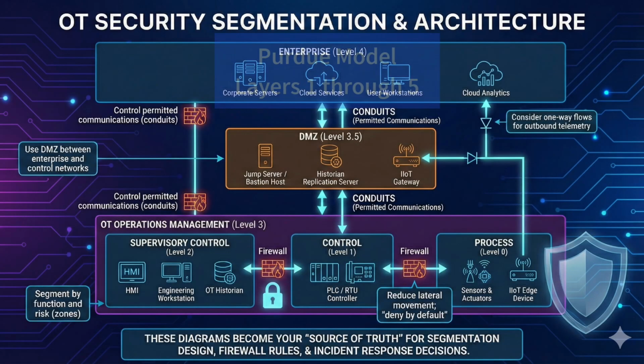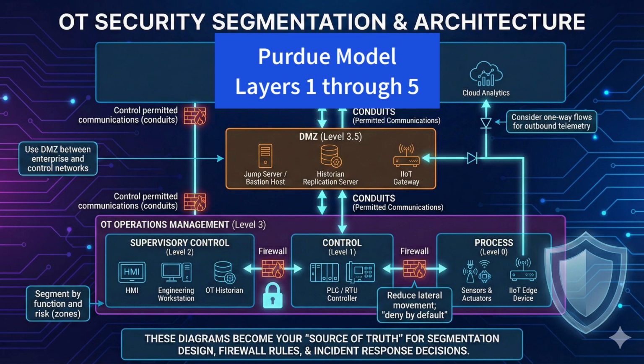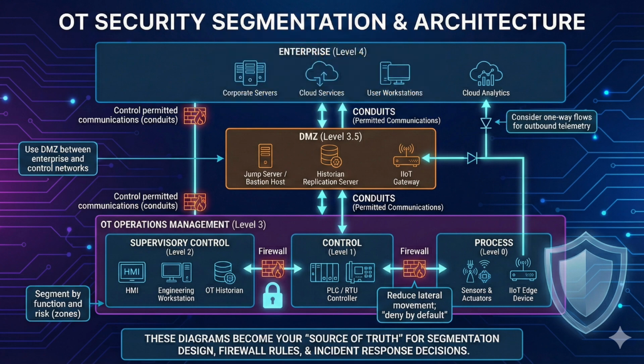With the map in hand, we design the architecture. The core best practice here is segmentation. Build zones with clear trust boundaries and tightly control the conduits, the permitted communications between them. A common mental model is the Purdue-style layered architecture: enterprise IT at the top, a demilitarized zone, DMZ, as a buffer, and control networks and field devices deeper in. The specific layout varies, but the principle is consistent. Minimize direct IT to control connectivity, and force cross-boundary traffic through controlled choke points.